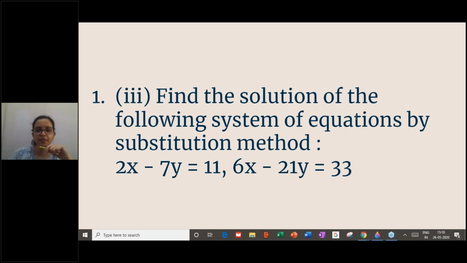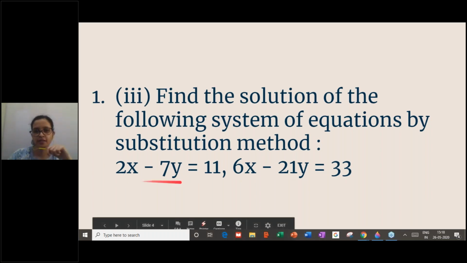Rishit, what was the substitution method you forgot? Okay, so what do you do? You choose either one of the two equations and write the value of x or y in terms of the other. Like in this question, you can write, let's say, 2x is equal to 11 plus 7y, or x is equal to 11 plus 7y by 2. And then use that value of x, substitute it in the second equation. So 6 into that value, whatever you got. So you'll get one equation in terms of only y. So you can find the value of y from that.